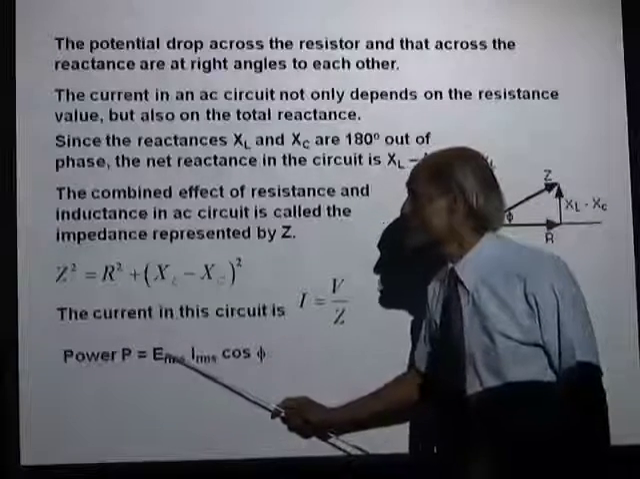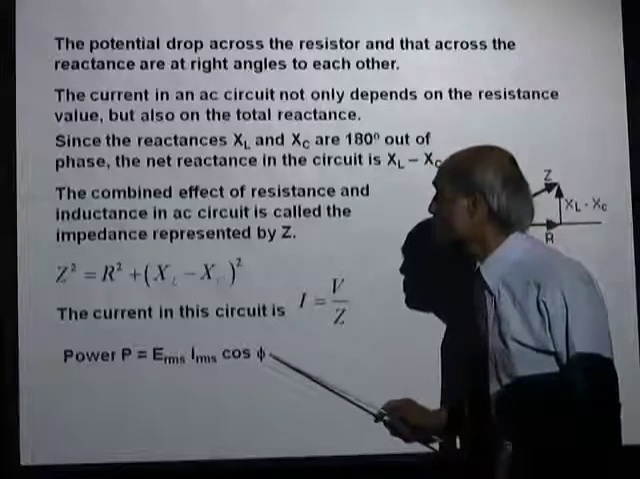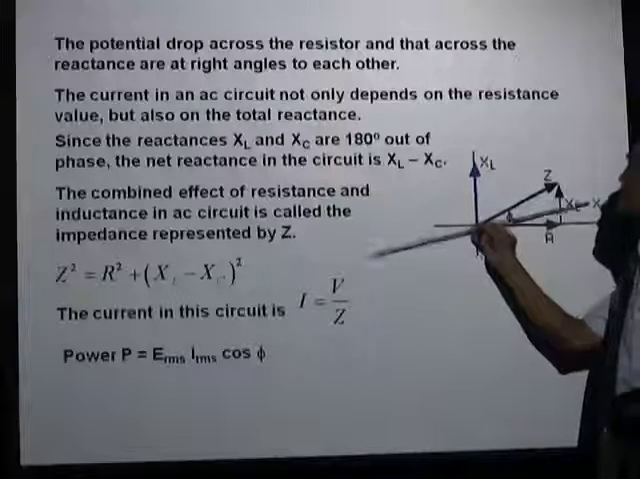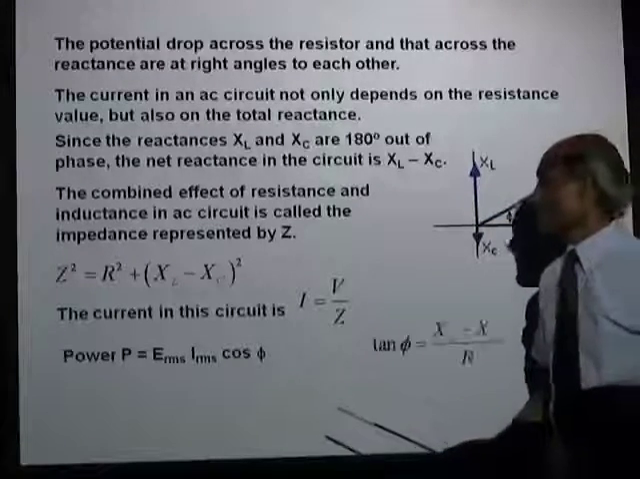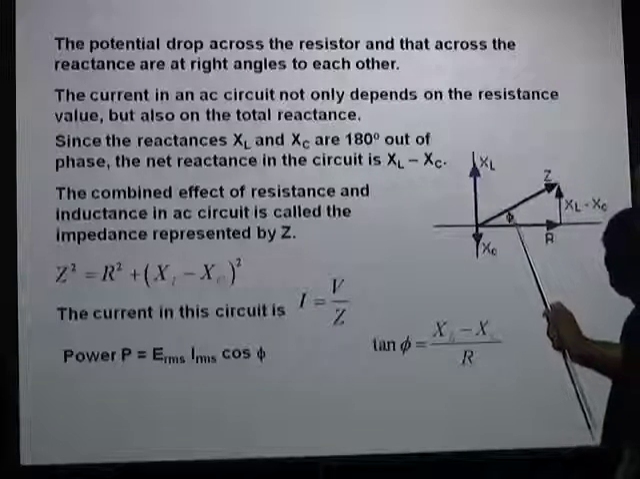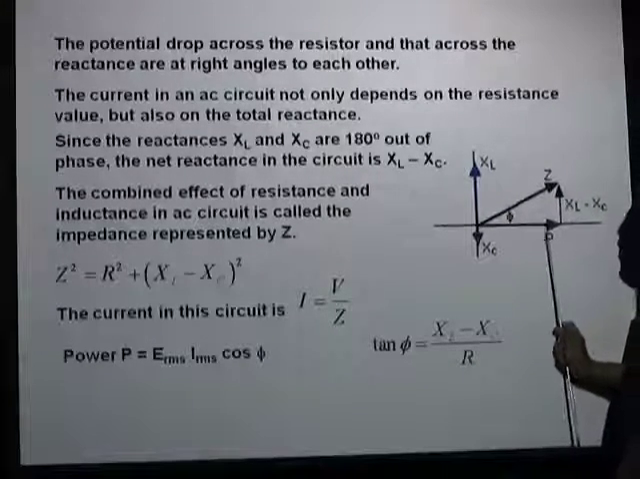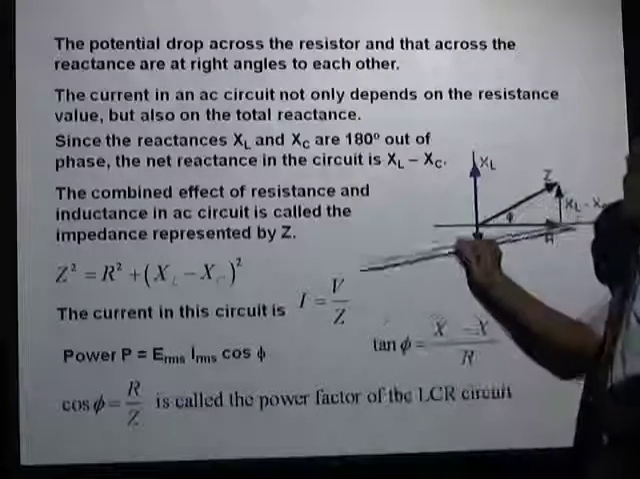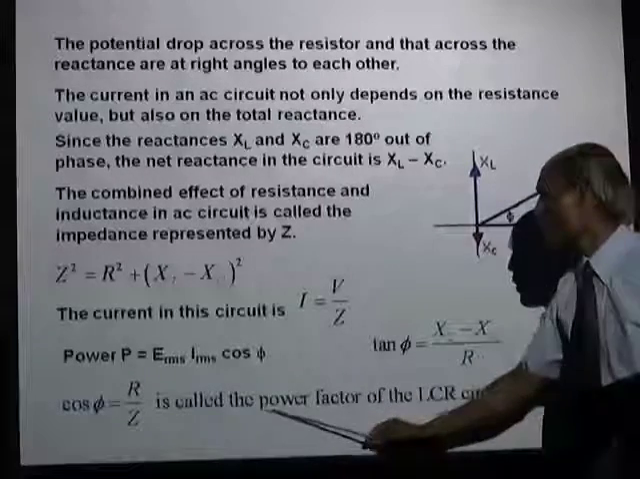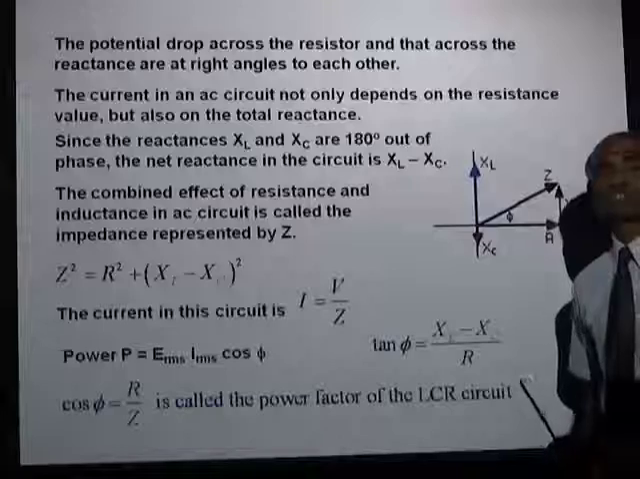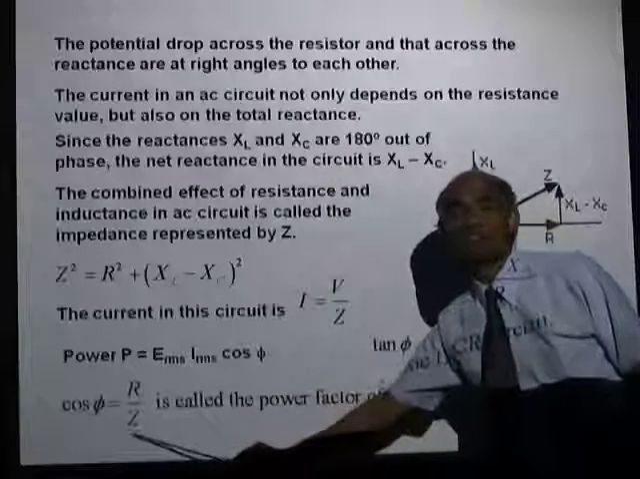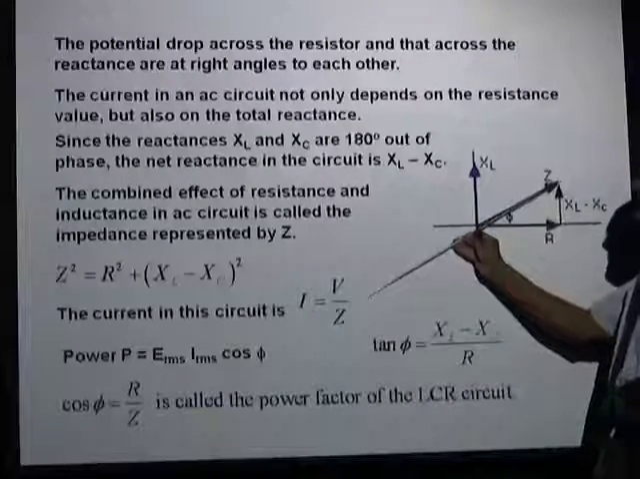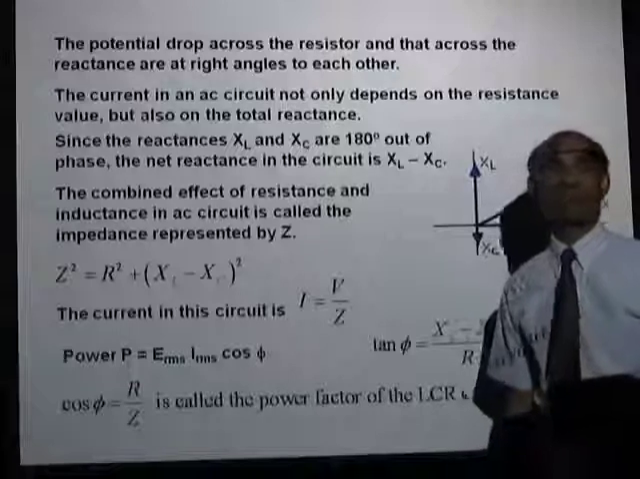Power P is E RMS times I RMS cos phi, where phi is the angle between the resistance and the impedance. And the tangent of that angle is XL minus XC divided by R. And cos phi equal to R divided by Z is called the power factor of the LCR circuit. Now that's one term that you need to remember. Cos phi, which is R divided by Z, is called the power factor of the LCR circuit.